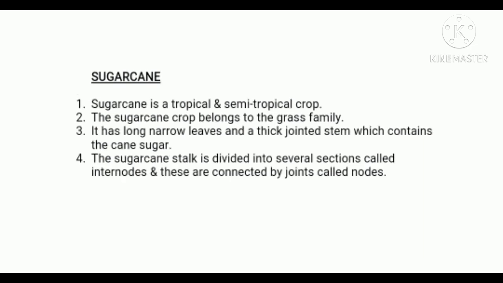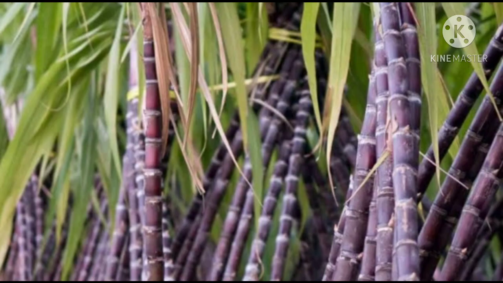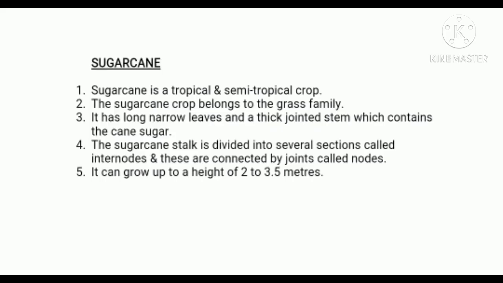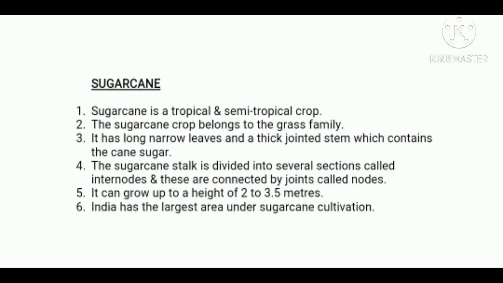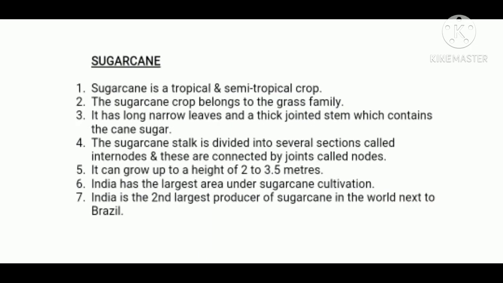The sugarcane stalk is divided into several sections called internodes, and these are connected by joints called nodes. It can grow to a height of 2 to 3.5 meters. India has the largest area under sugarcane cultivation. Also, India is the second largest producer of sugarcane in the world next to Brazil.